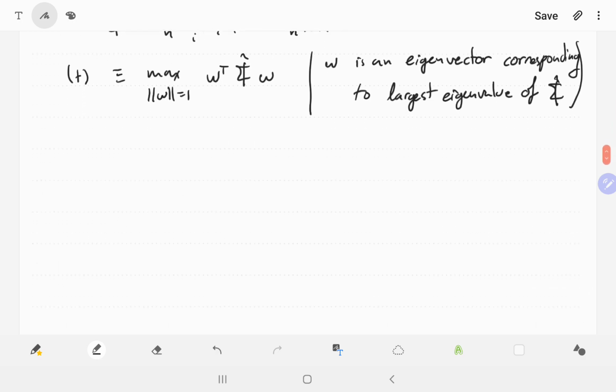So let's just recall a couple of facts about the SVD, called the singular value decomposition.